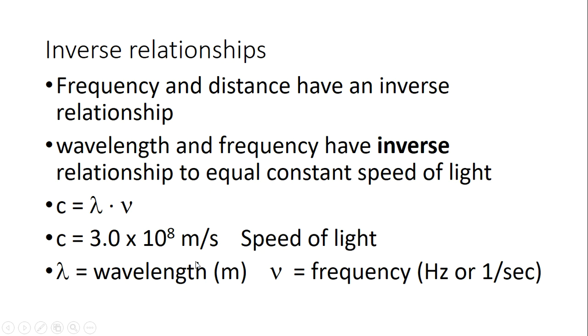Wavelength for this to work has to be measured in meters because the speed of light is in meters, and frequency is in hertz or waves per second. So that's why there's the seconds on the bottom here. So meters times hertz, which is 1 over seconds, equals meters per second. And that is that relationship.